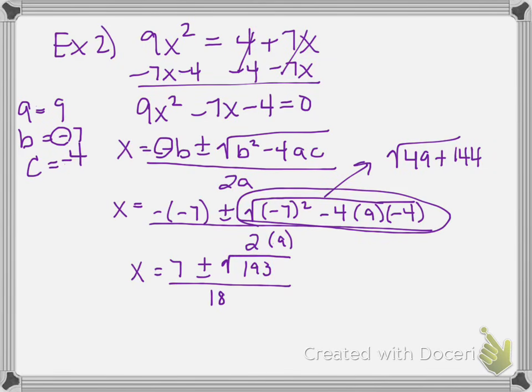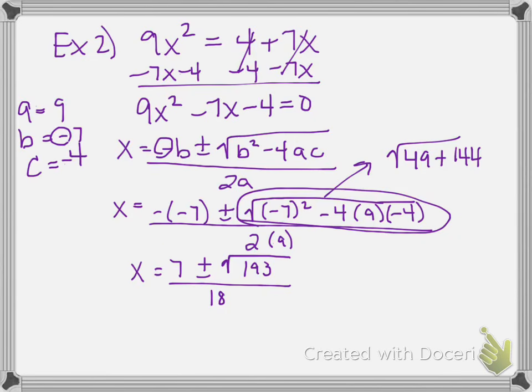Okay. So now, 193 is not a perfect square, so I want to see if I can simplify this. When I'm simplifying, I'm looking for a number that can be factored out that is a perfect square. This doesn't have any perfect squares in it because it's a prime number. 193 is a prime number, so this can't be simplified at all.